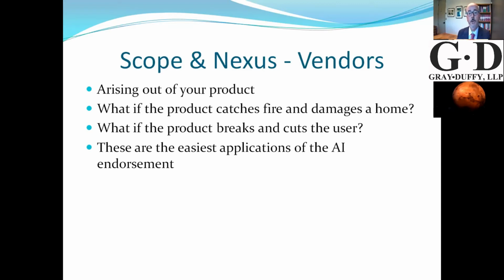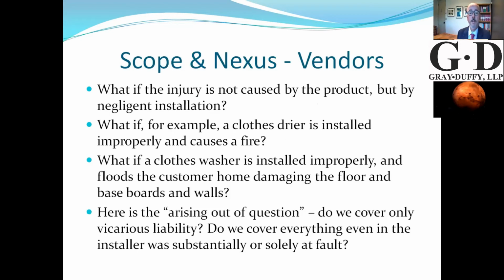Scope and nexus also comes up in vendor endorsements. We have coverage for loss arising out of your product. What if the product catches fire and damages a home? Or what if the product breaks and cuts the user? Those are pretty straightforward applications to find that there is coverage that arises out of the product. But what if the injury is not caused by the product, but by negligent installation? For instance, what if a clothes dryer is installed improperly and causes a fire?